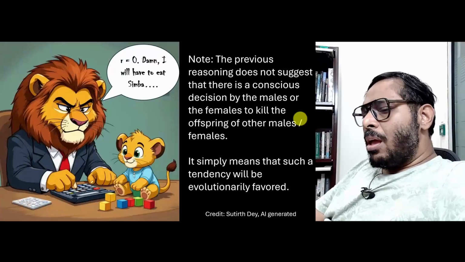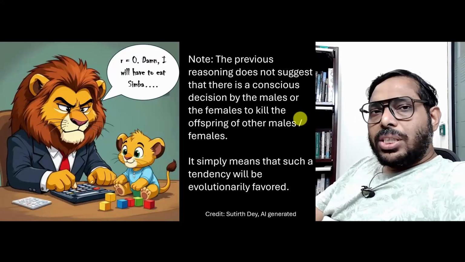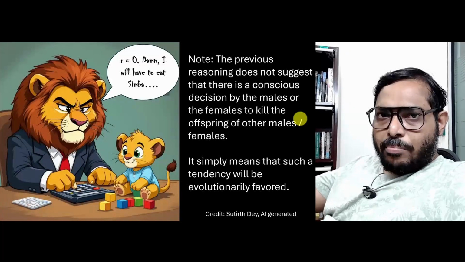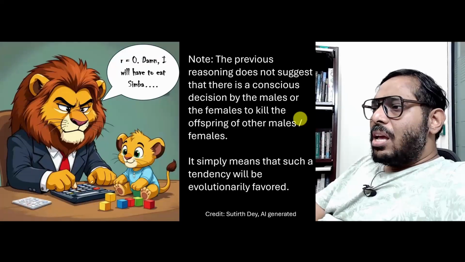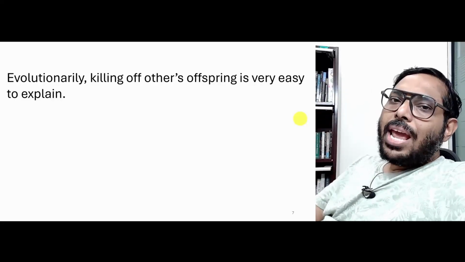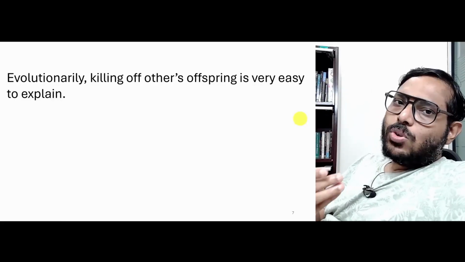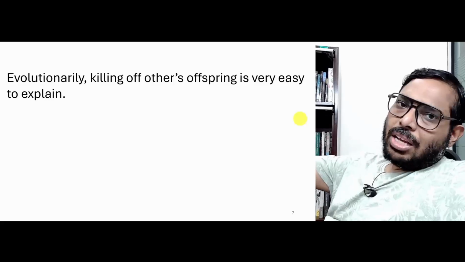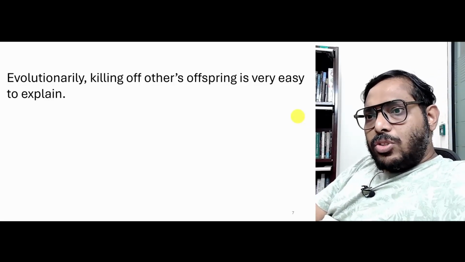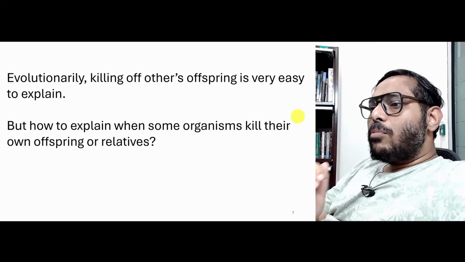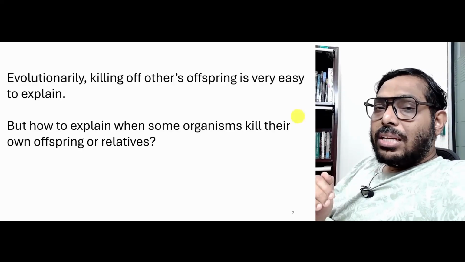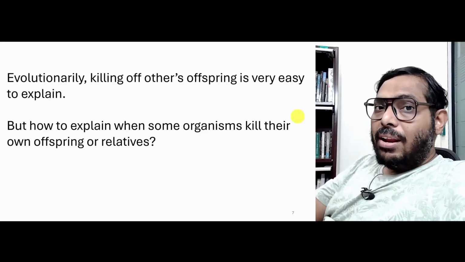Now, of course, in a situation like this where you have babies sired by other males or produced by other females, then it is very easy to explain evolutionarily why it is going to be favored, my offspring versus other people's offspring. But there are several situations where some organisms actually kill their own offspring, or in many cases they even end up killing their relatives.